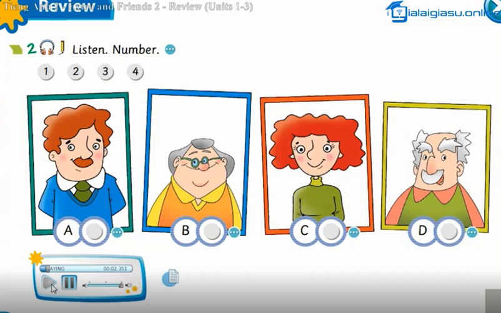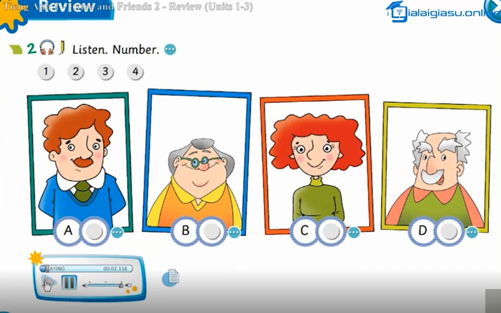1. This is my grandmother. 2. This is my father. 3. This is my grandfather. 4. This is my mother. Did you have the answer? Con đã làm được những câu trên chưa? Okay, let's listen one more time. Cùng cô nghe lại một lần nữa nha.